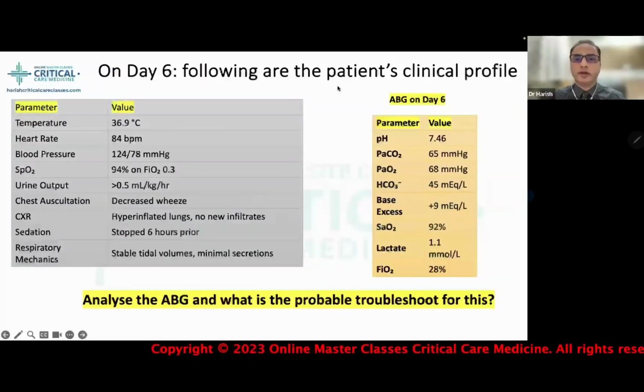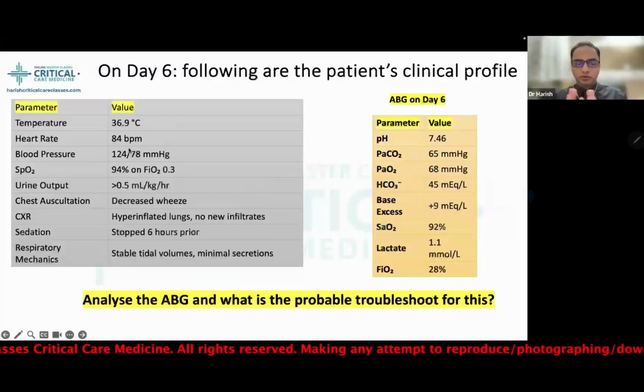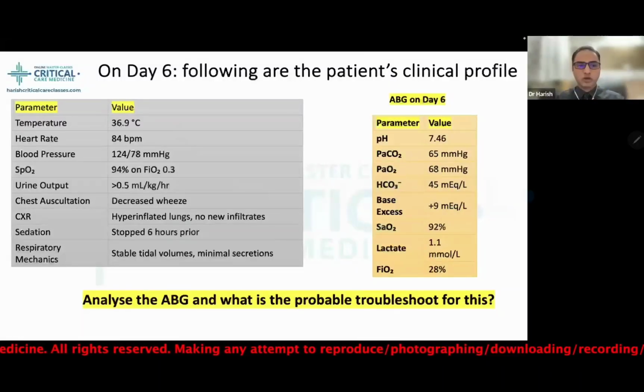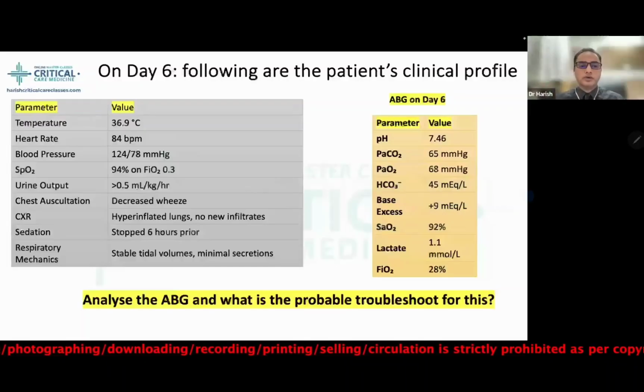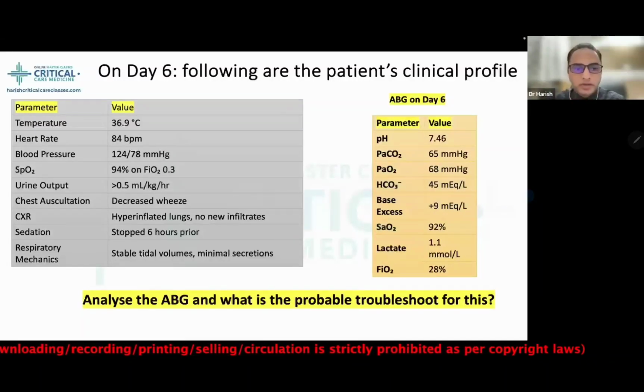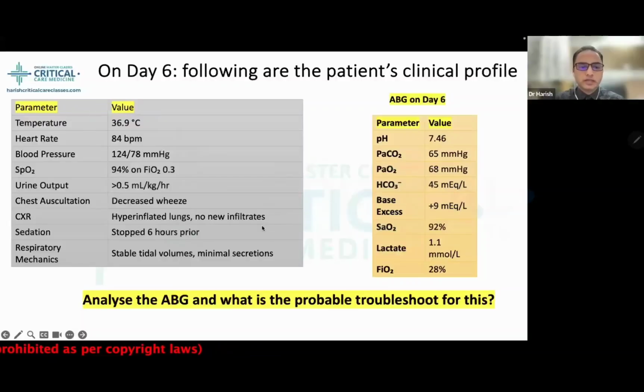So on day 6, following are the patient's clinical findings. His temperature is 36.9, so no fever, heart rate is okay, blood pressure 124 by 78. On 30% FiO2, saturation is 94, urine output is good, at least more than 0.5 ml per kg per hour. Chest auscultation, decreased vesicular breath sounds. X-ray, hyperinflated lungs, no new infiltrates. We stopped the sedation for 6 hours, stable hemodynamics, tidal volume, minimal secretion.